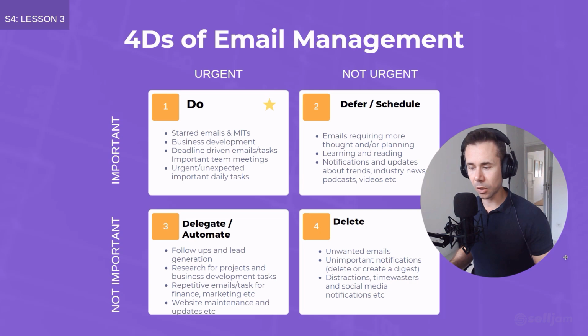So examples would include assigning tasks to team members or forwarding information requests to the relevant departments. And also things like follow-ups and lead generation, research for projects, repetitive emails. So these are really, really good ones for automation. If you're getting a lot of repeat emails, those are prime candidates for automating. So see how they can be automated, because each time they come through, that's going to remove the need for you to handle them, and it's going to free up your time.